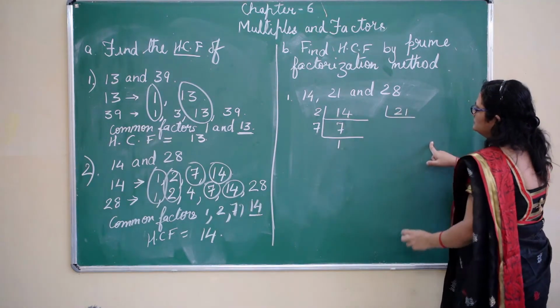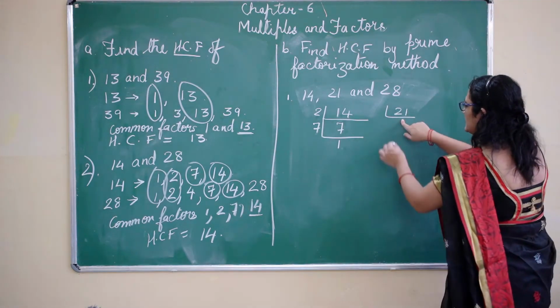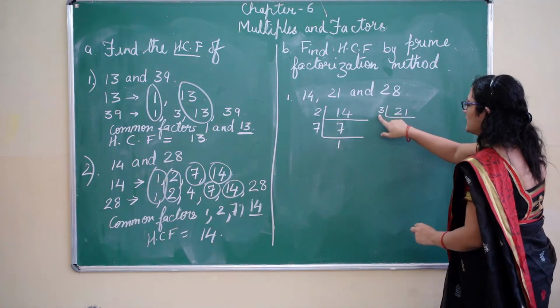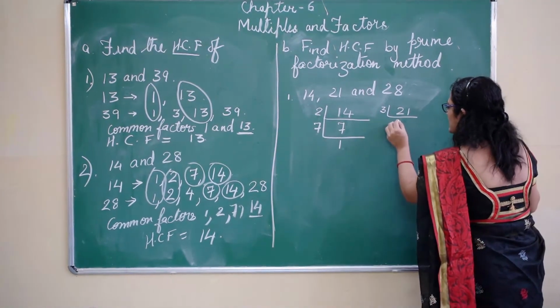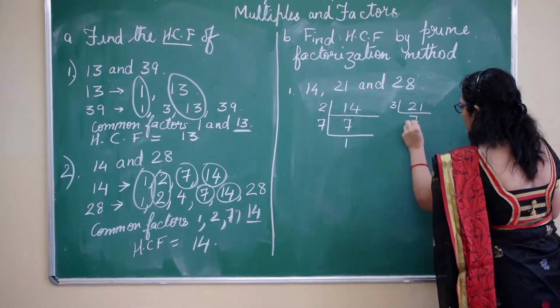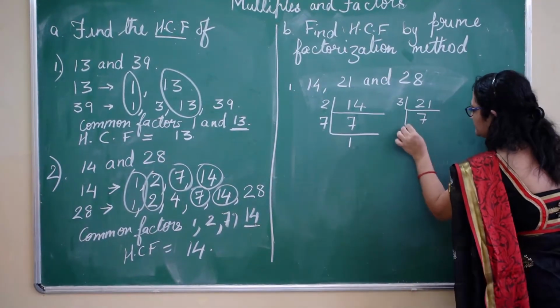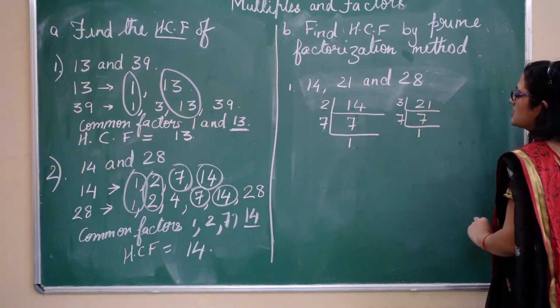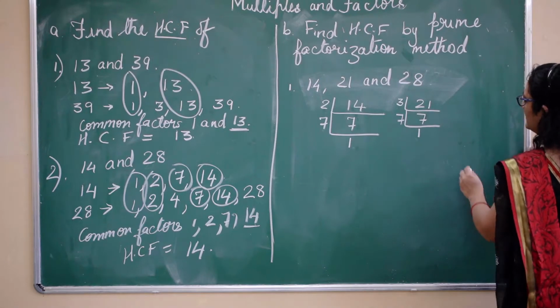Okay, in whose table does 21 come? In the table of 2 it doesn't come, but in the table of 3 it does. 3 sevens are 21. Where do you write 7? Down. Now again 7 comes in the table of 7 only, that is 1. So we write 1, 3.